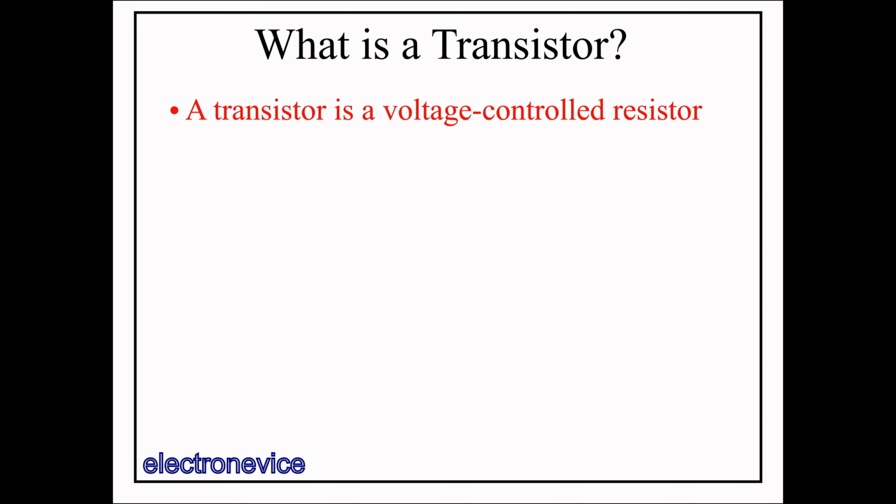A transistor, at its most fundamental, is a voltage-controlled resistor. The voltage between two of its terminals, the base and the emitter, controls the resistance between two of its terminals, the collector and the emitter. However, this is somewhat inaccurate because the controlled resistance is very nonlinear.